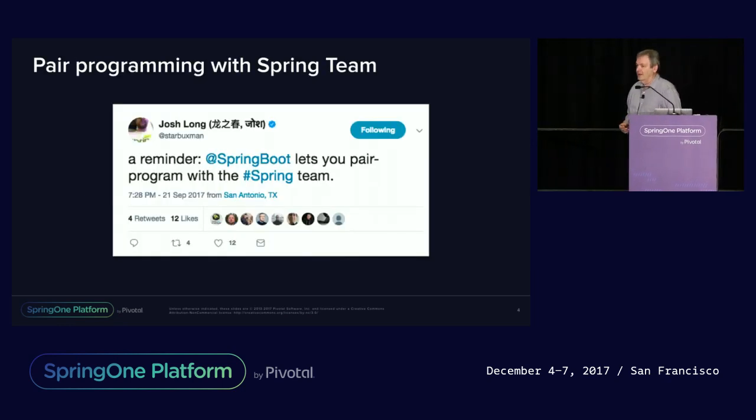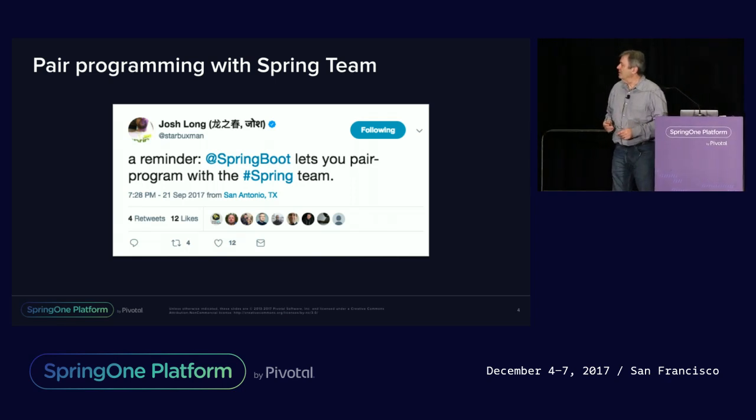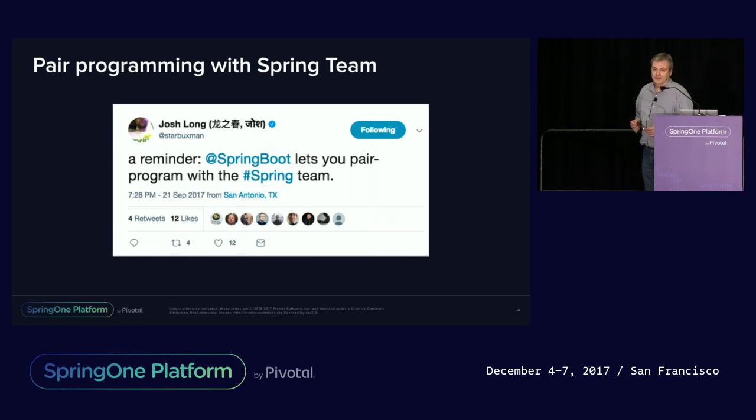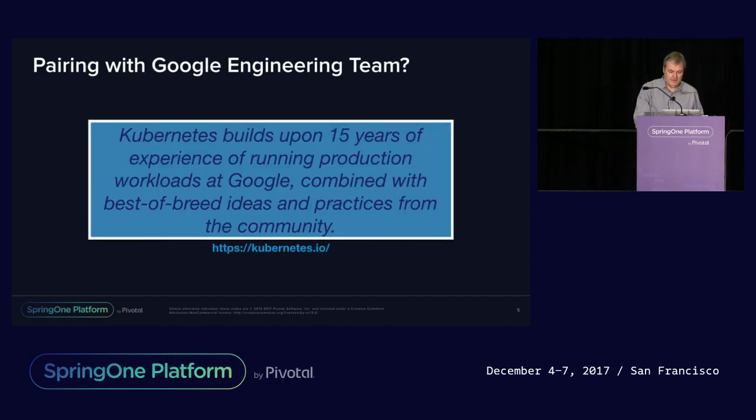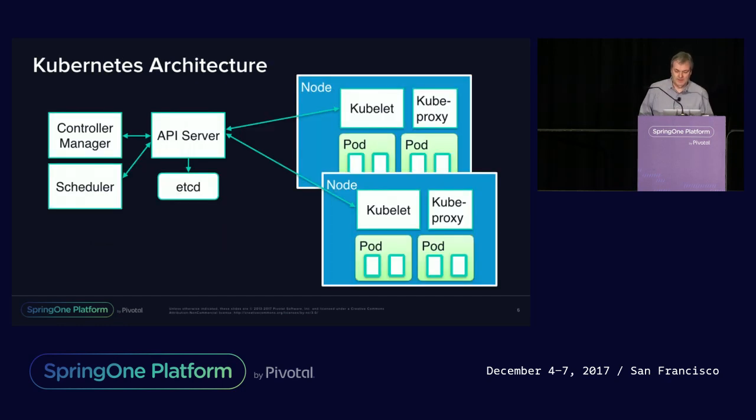And one thing that I like about Spring Boot is that, like Josh says in his tweet here, it lets you pair program with a Spring team, which is a great asset. And Kubernetes builds on 15 years of experience running containers at Google. So in my opinion, using Kubernetes, you're basically pair programming with Google's engineering team. So you combine these two technologies, and you get some good stuff.